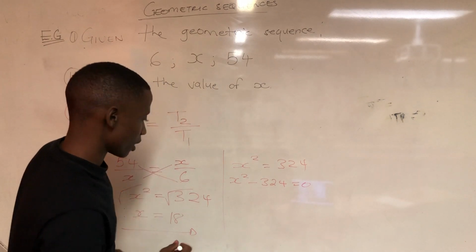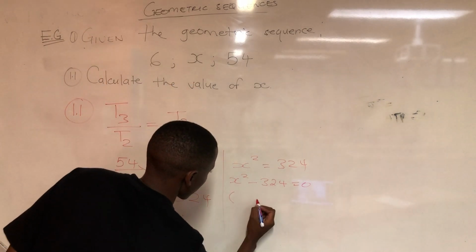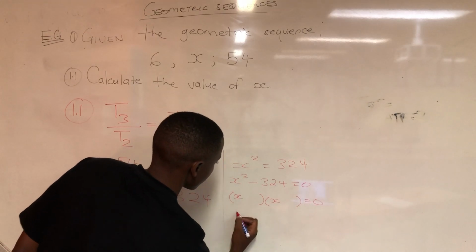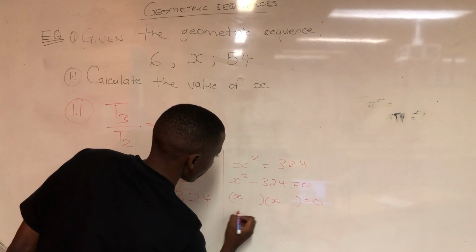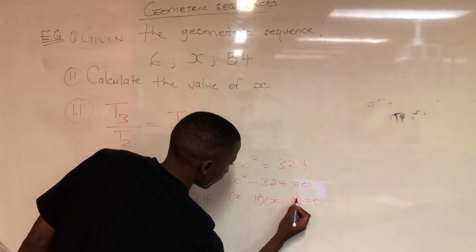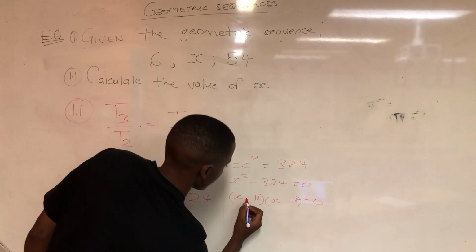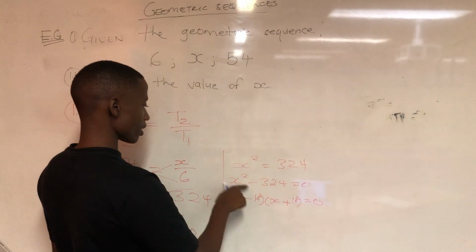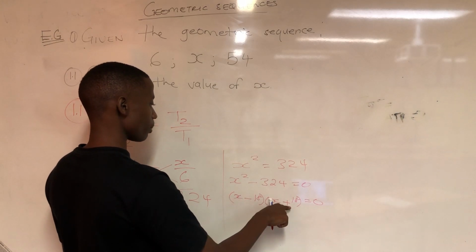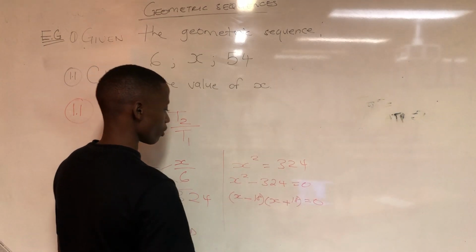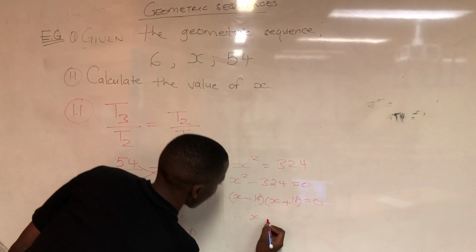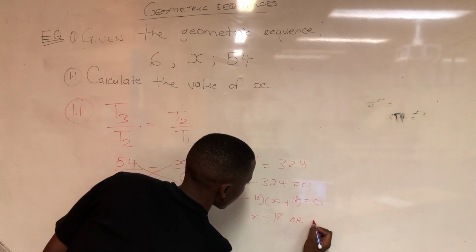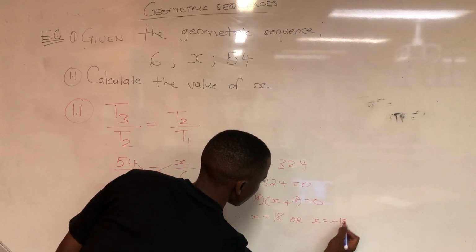So you know that this is coming from this. Let's factorize. x squared minus 324: you know that it's 18, and the signs are negative and positive. So negative 18 multiplied by positive 18 gives negative 324. And therefore our x will be equal to 18, or our x will be equal to negative 18.